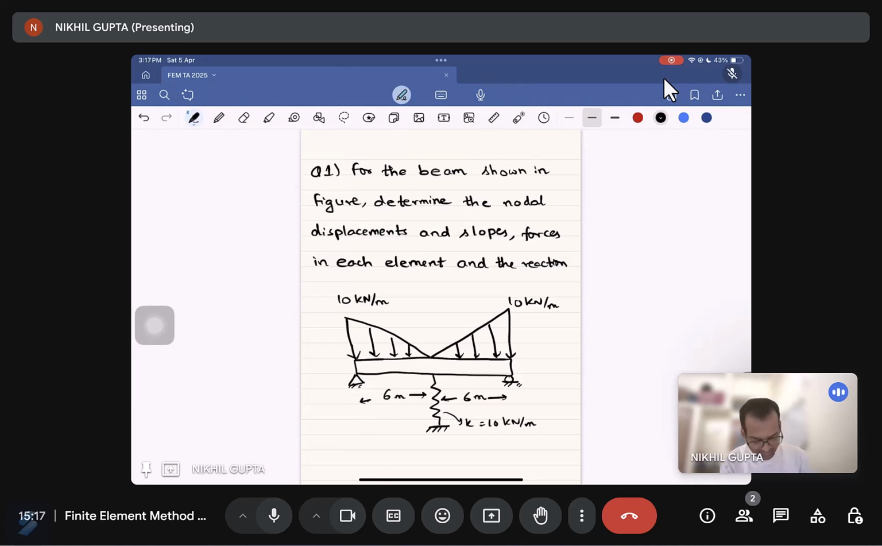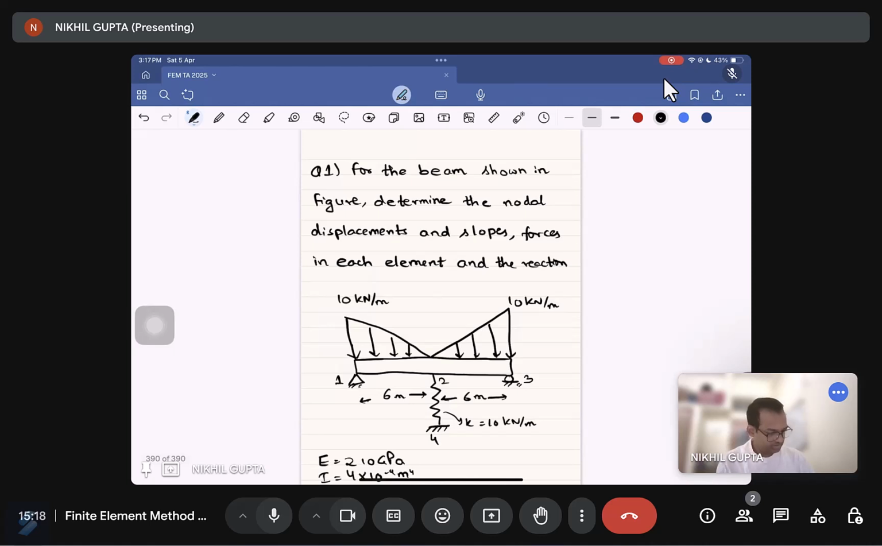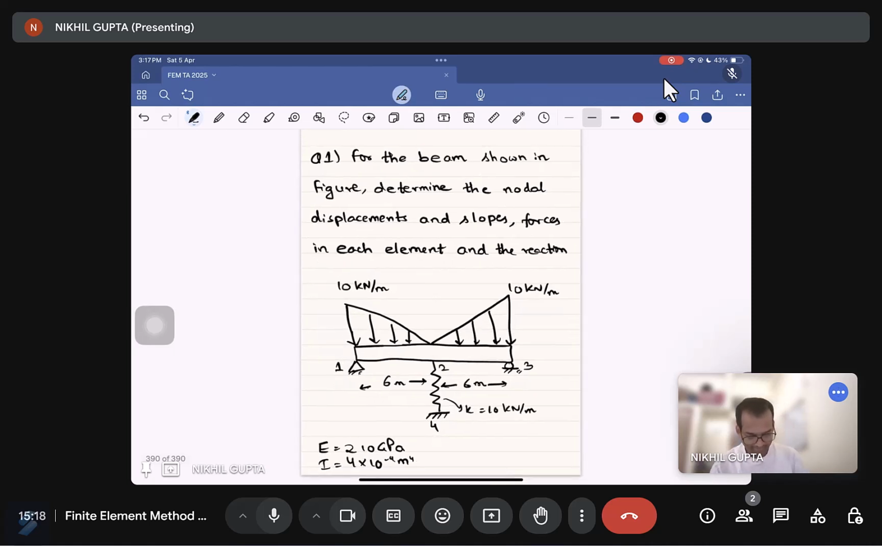Now other things which are given are E equals to 210 GPa, I is given as 4 into 10 power minus 4 meter to the power 4. And if you talk about the nodes, this is 1, this is 2, this is 3, and this is 4. Just look at the question, then we'll start the solution of it.